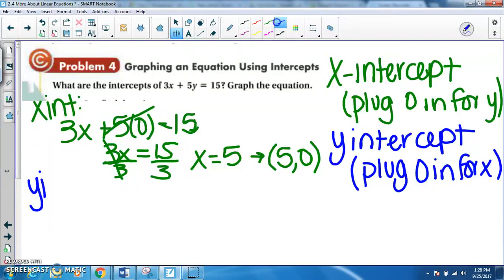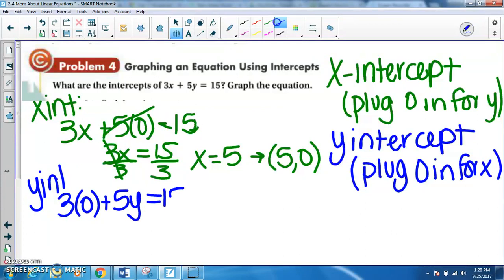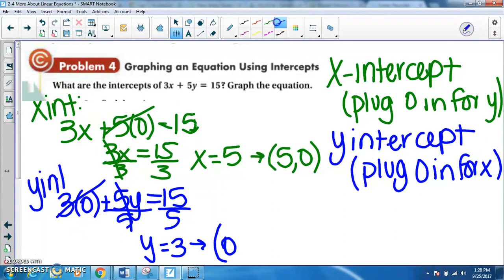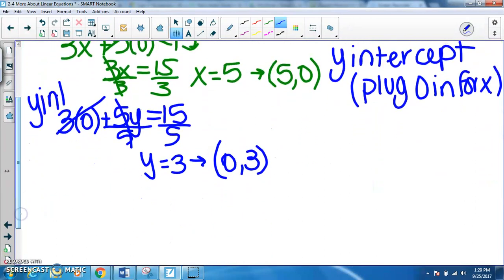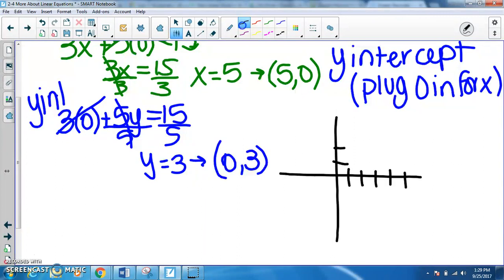To find the y-intercept, we would do 3 times 0 plus 5y equals 15. 3 times 0 is 0, then I divide by 5. I get y equals 3. Therefore, my y-intercept would be (0, 3). We could then use these 2 points to graph the equation. I'm going to do just a sketch here. I know that my y-intercept is (0, 3). My x-intercept is (5, 0). So the line would look like this.